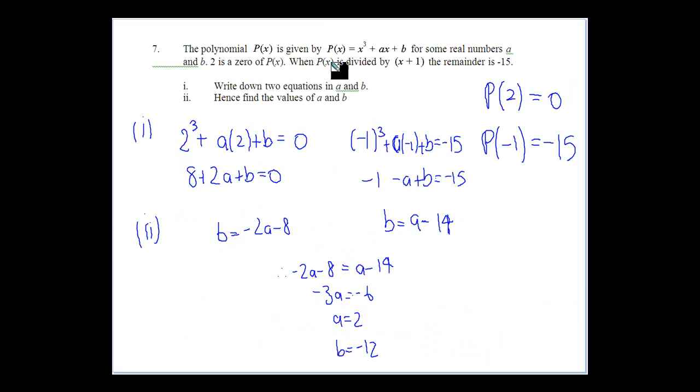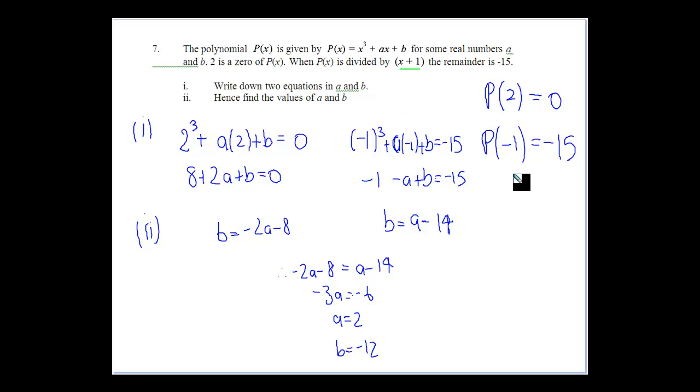In question 7, we've got a cubic here with a and b. We're told 2 is a 0, and when it's divided by x plus 1, the remainder is minus 15. So we're using the remainder theorem there. We can say, well, substitute 2 in, we know y would be 0, so we're subbing 2 in for x, we get y is equal to 0, and we get an equation there.